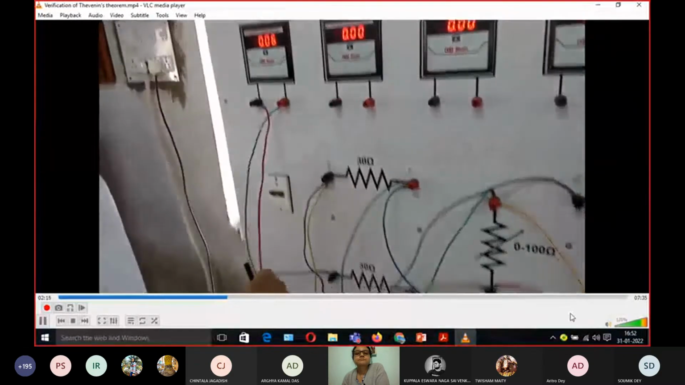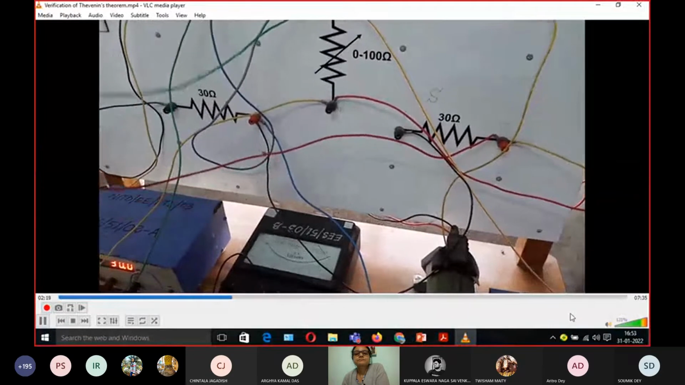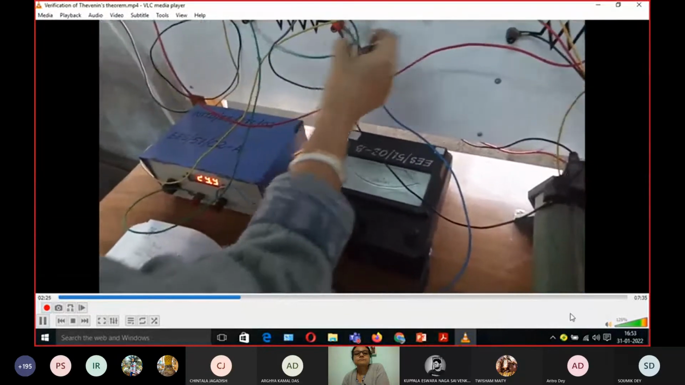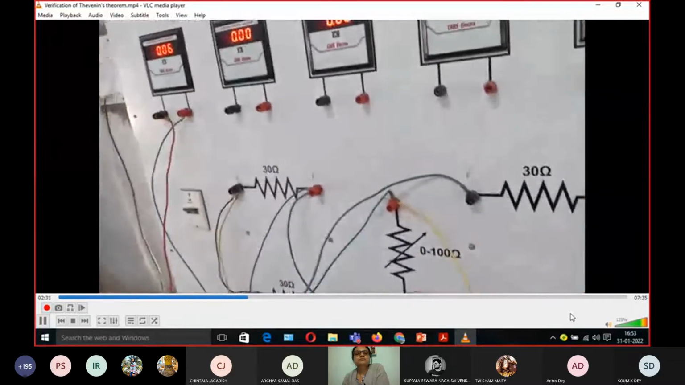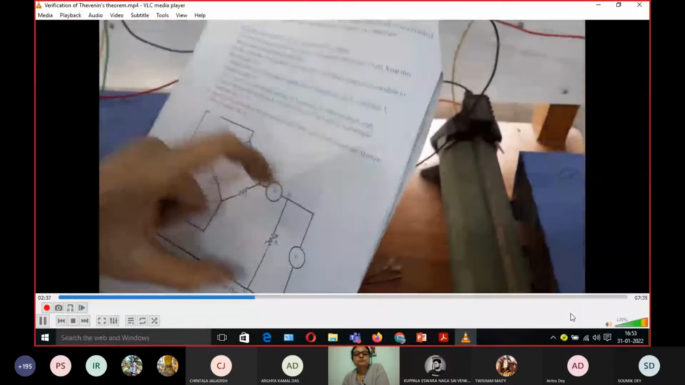So this is connected across C and A. Across C and A it is in series. You can see over here it is connected, right? So this is C, this is A point. Through resistor, through rheostat it is connected, and across this load one voltmeter is connected.